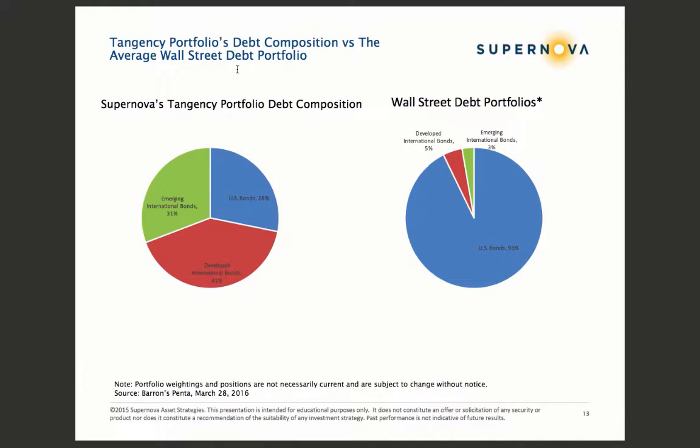Here's a snapshot of the tangency portfolio debt composition versus the debt portfolio of the average Wall Street portfolio. What we can see is that most investors are really over-allocating assets to U.S. bonds. This can really be detrimental to conservative investors if their home country goes through some sort of shock, just as Venezuela has last year, just as Russia did in 2014. This happens to countries periodically. You can reduce those odds via diversification.